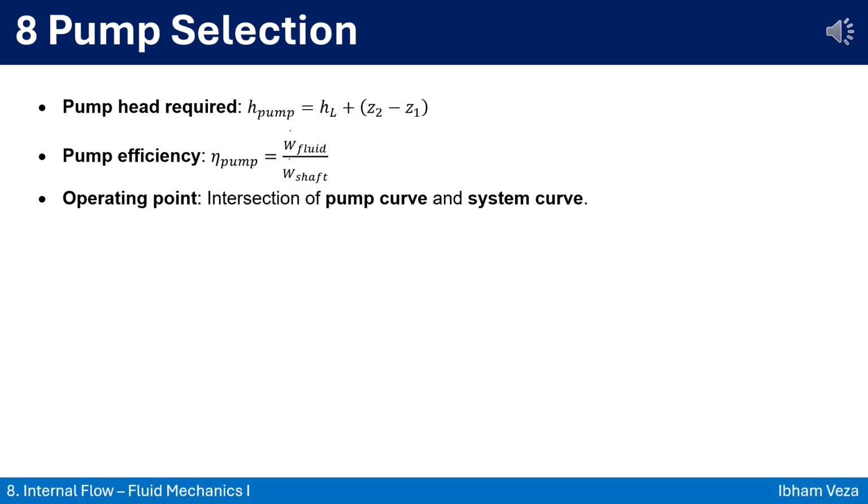But the most critical concept in pump selection is the operating point. This is the point where the pump's performance curve intersects with the system curve. The pump curve tells us what the pump can deliver, while the system curve tells us what the system demands at different flow rates. Their intersection gives us the flow rate and head at which the pump will actually operate.